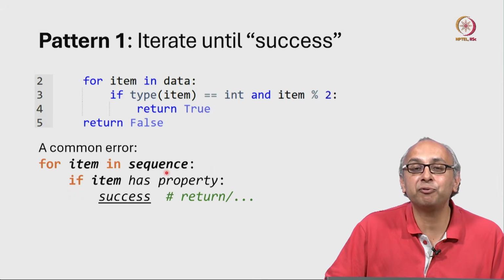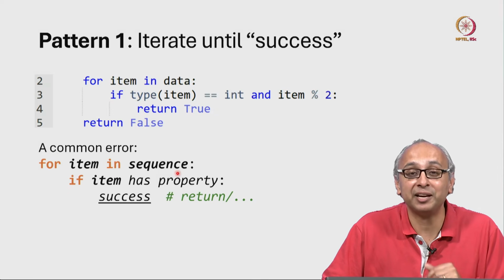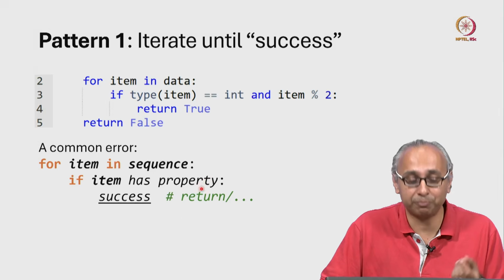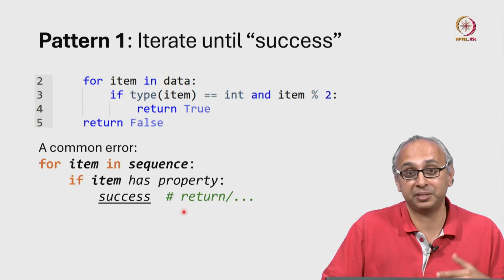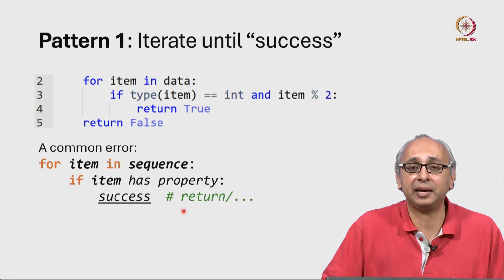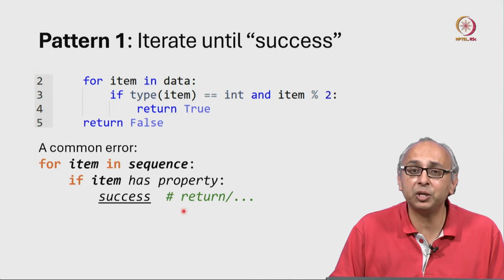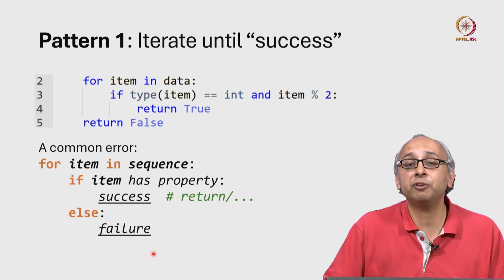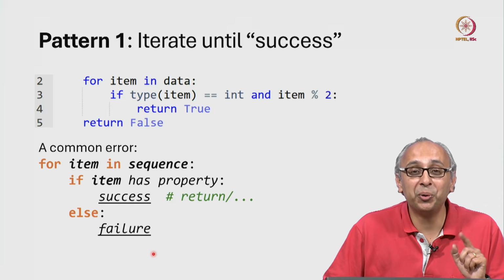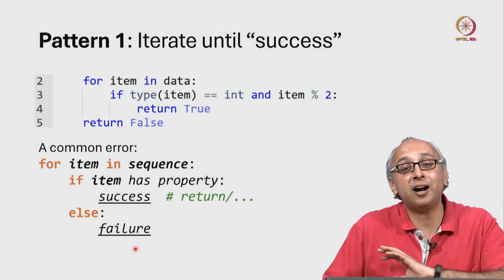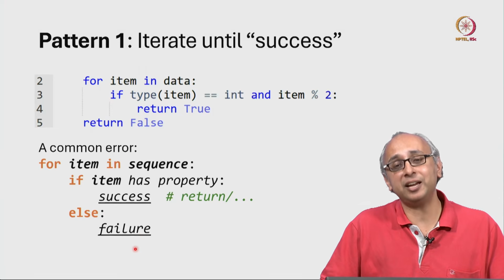We go through every item or loop through every item in the sequence, and if it has the property, we say return true or otherwise declare success. But then we often say, well, what if this item doesn't have the property? Oh, then we have to do failure. No, we only do failure after checking every item.